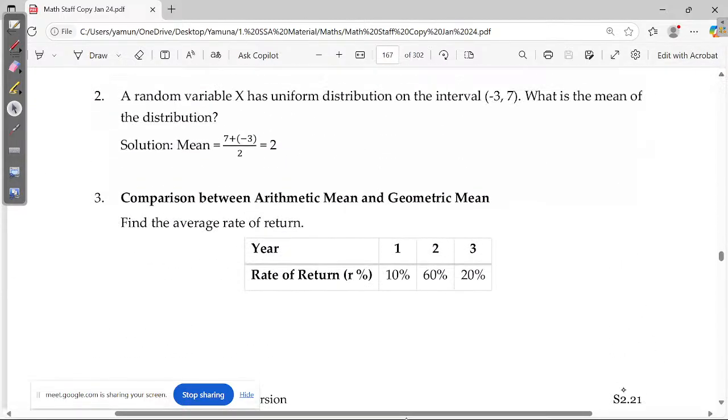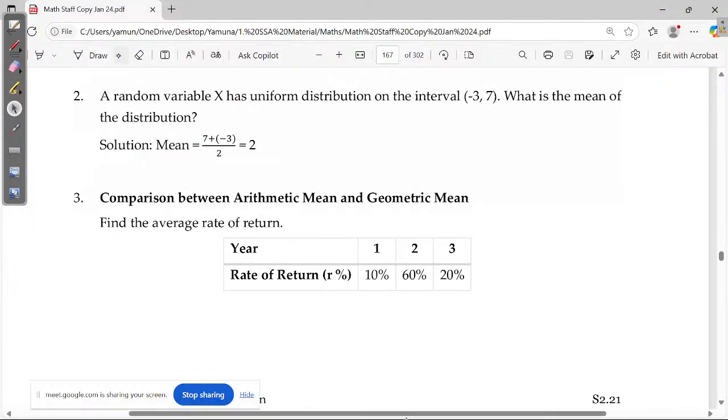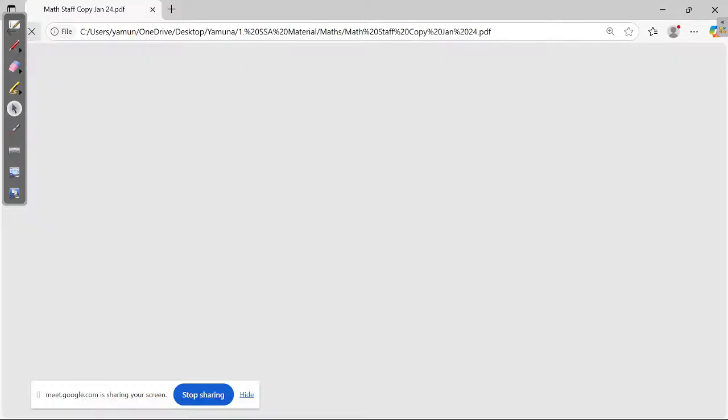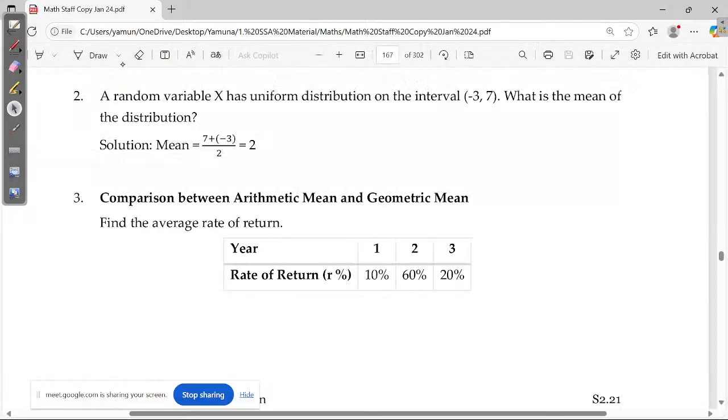Page 21. Problem number 3. What is problem number 3 here? We are comparing arithmetic mean and geometric mean. It's quite important. The question asked here is to find the average rate of return.